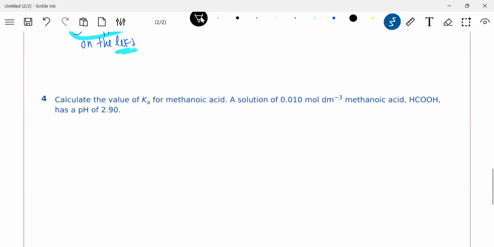Remember this. Calculate the value of Ka for methanoic acid. A solution is 0.01 mole decimeters to the power of -3. That's, we call it molarity. This is the concept of molarity.